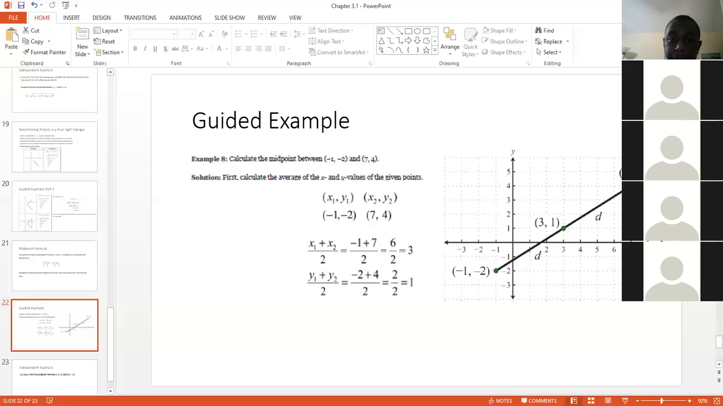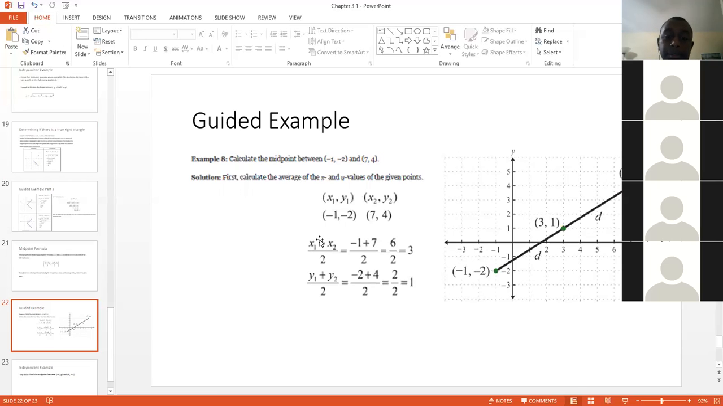We're given the points (-1, -2) and (7, 4). You plot them on the graph. Let's try to find the midpoint using the formula. The first thing you can do to avoid any confusion is designate one as your first point and one as your second point. So (-1, -2) is your first point, (7, 4) is the second point. So x1, y1, x2, y2. Now it's easier to plug in the formula.